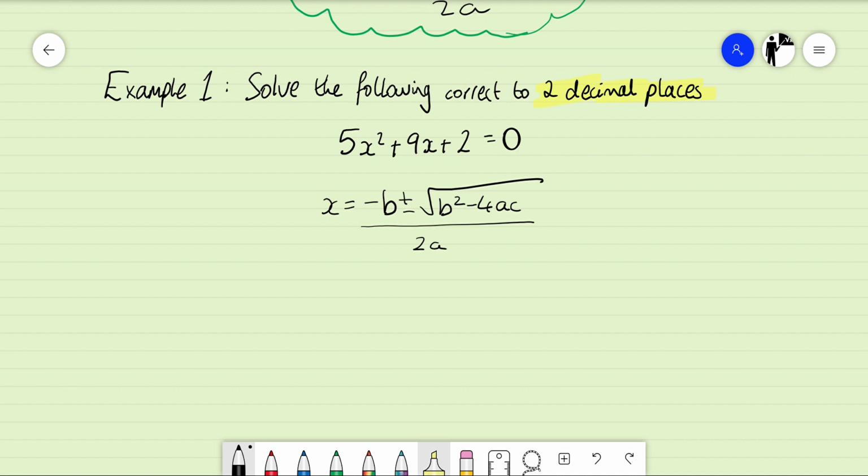But where do we get these values of a, b and c from? Where do these come from? So what we're going to do is write these down at the side. A equals, b equals, c equals. A is the value that multiplies the squared term. A is 5. B is the value that multiplies the term on its own. So b is going to be 9. And c is the constant at the end. So c is going to be plus 2.